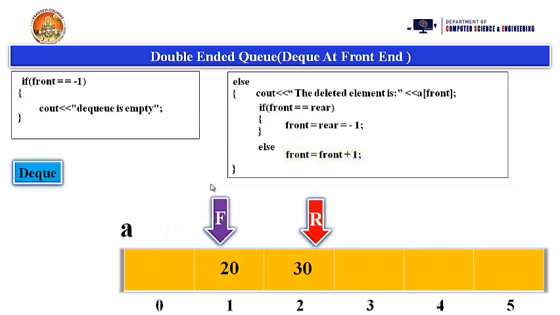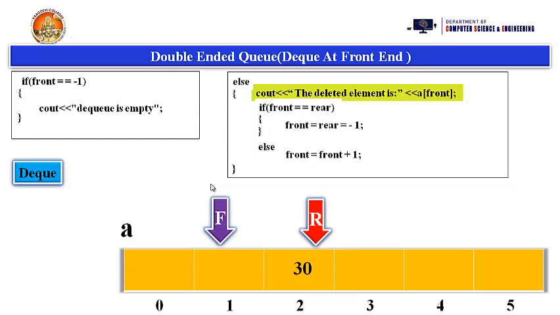Now suppose I want to dequeue one more element using the front end. If front equal minus 1, so what is the front value? It is pointing to the first index position. So it is not equal minus 1, condition false. Then go to the else part here, and the else statements are, we need to delete the element using A of front. So what is A of front? It is pointing to the first index position and the value in that is 20. So we need to delete this one, 20.